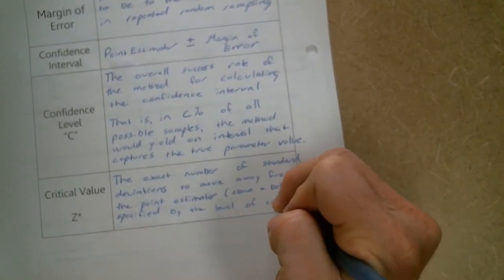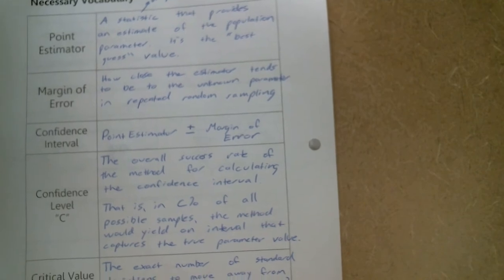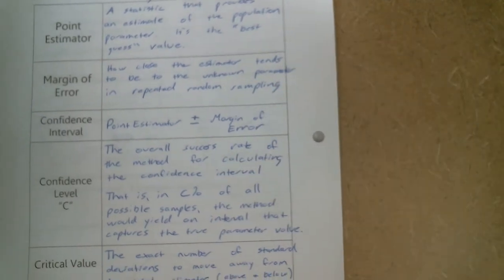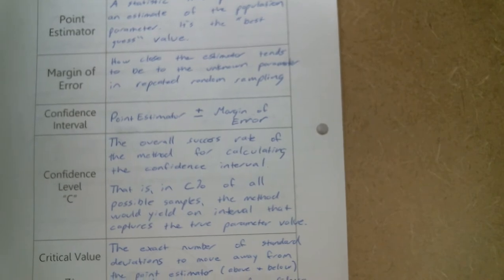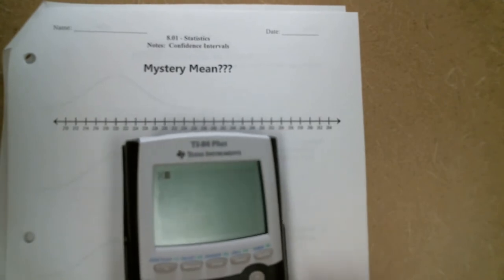So this is just some vocabulary that we're going to need as we create these intervals, so that we can talk about it in a more sophisticated way. All right, let's actually do one of these. So, mystery mean. I have a number stored in my calculator, inside of X. I know what the number is. You don't know what the number is. The number stored in X, you could think of as our population parameter. So it is an unknown value that we want to estimate.